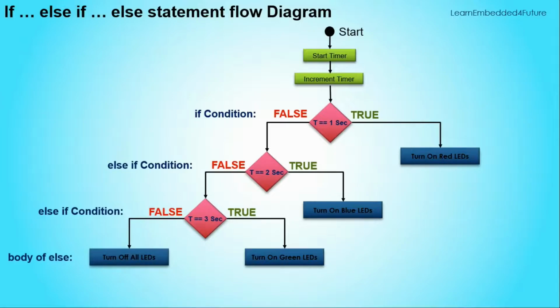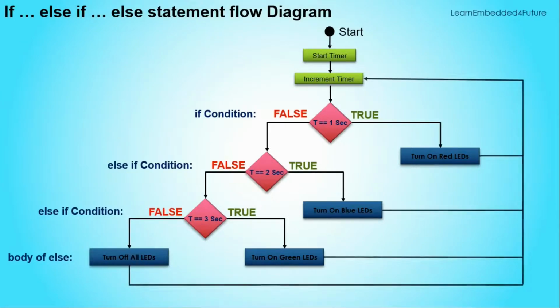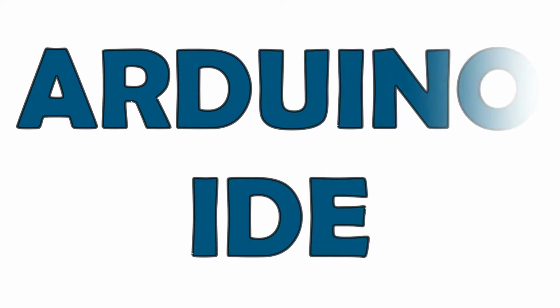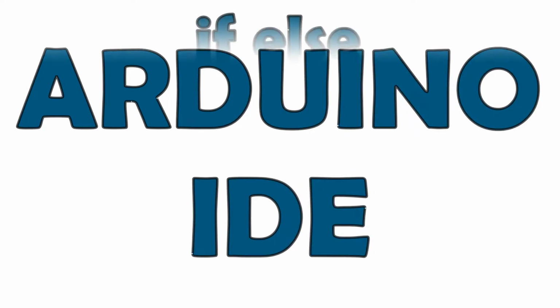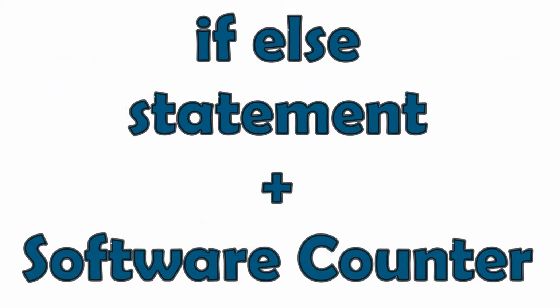After executing conditional body, the software jumps back to increment the value of timer and checks first statement again, and that runs forever. Let's start a similar example in Arduino IDE that uses if-else statement and a software counter to turn on or off the LEDs.